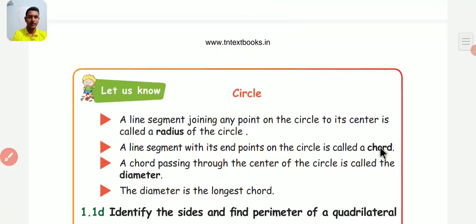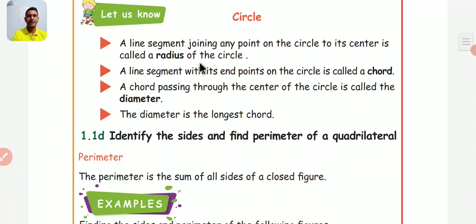Next, circle. We have already seen this exercise in part 1 video. I will just recall it, I will read it, you listen. A line segment joining any point on the circle to its center is called a radius of the circle. I already taught you what is radius in the first video. If you have not seen that video, go and see that video.